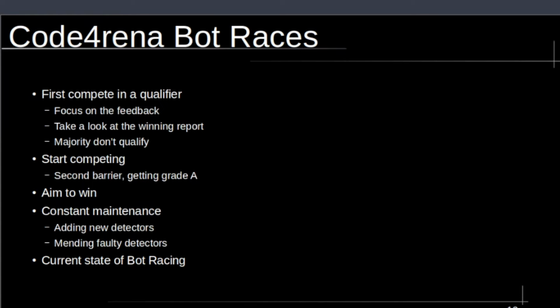And I don't feel that there will ever be a point where you will have hundreds and hundreds of detectors and all of them are 100% accurate. You will always have to keep mending detectors, but you only figure out they are faulty for particular situations or edge cases. And one important thing which I feel I should mention is the current state of bot racing. Everything which I've mentioned thus far was with the current Cold Arena bot race setup, like how things work currently.